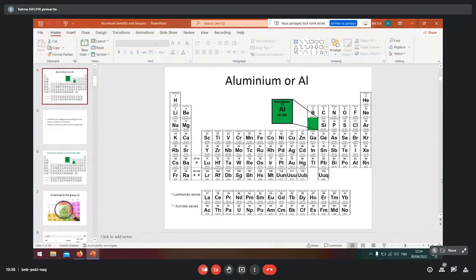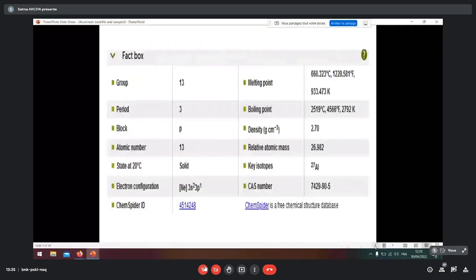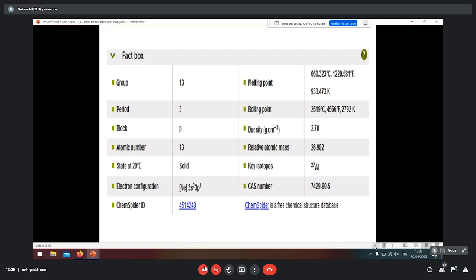Okay. Well. Describe the position. I told you about the fact box, guys. Do you remember? The fact box is a table that gathers the basic, most important information of an element. It can be the group, the period, the block, the atomic number, the state, the electron configuration, Chem Spider ID. Chem Spider ID is a number that allows you to see the structure and the formula of a compound on Chem Spider.